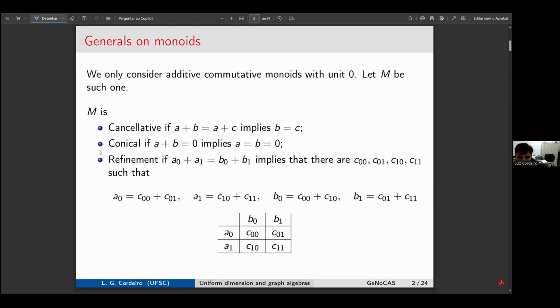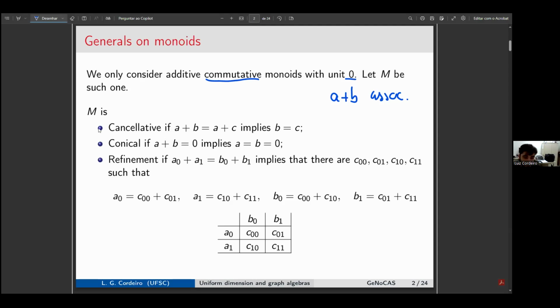So, some general monoids. We'll only consider additive monoids, abelian additive monoids with unit denoted by 0, and M will always denote such a one. A monoid is just a structure with an addition, which is associative, and also commutative, and has a unit 0. So basically a group without inverses, right?